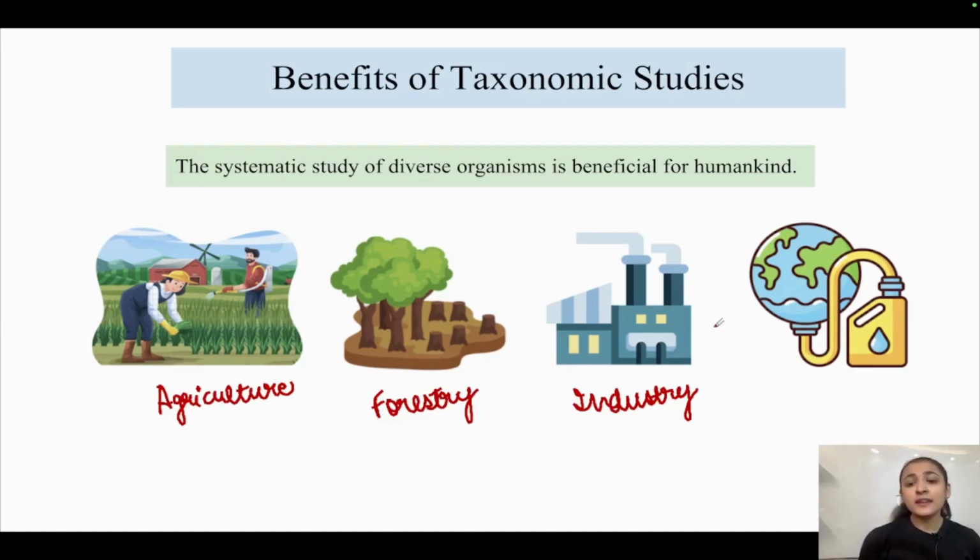Then, in general, in gaining knowledge about the different kinds of bioresources that exist on earth, the systematic study of diverse organisms is also helping humankind. What is systematic study? Studying the relationships between different kinds of organisms. How are they related to each other? What is their evolutionary relationship?